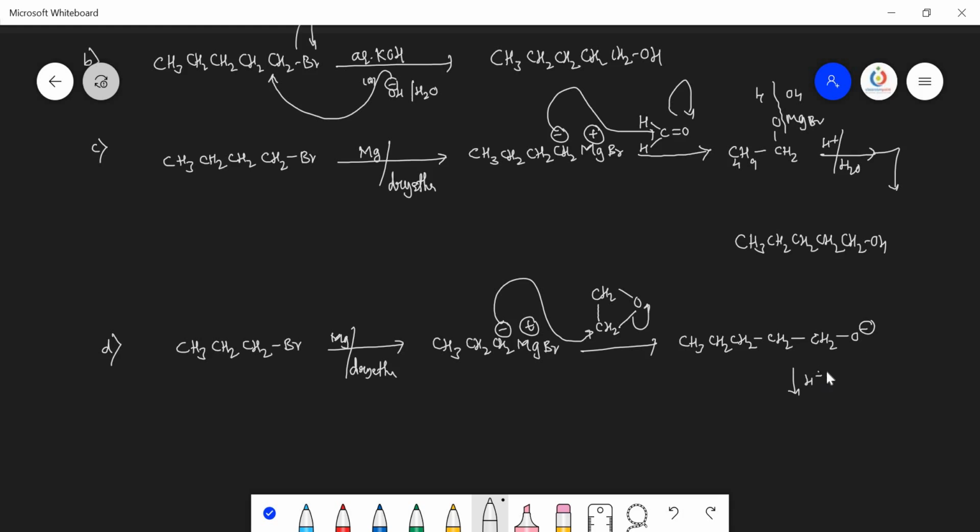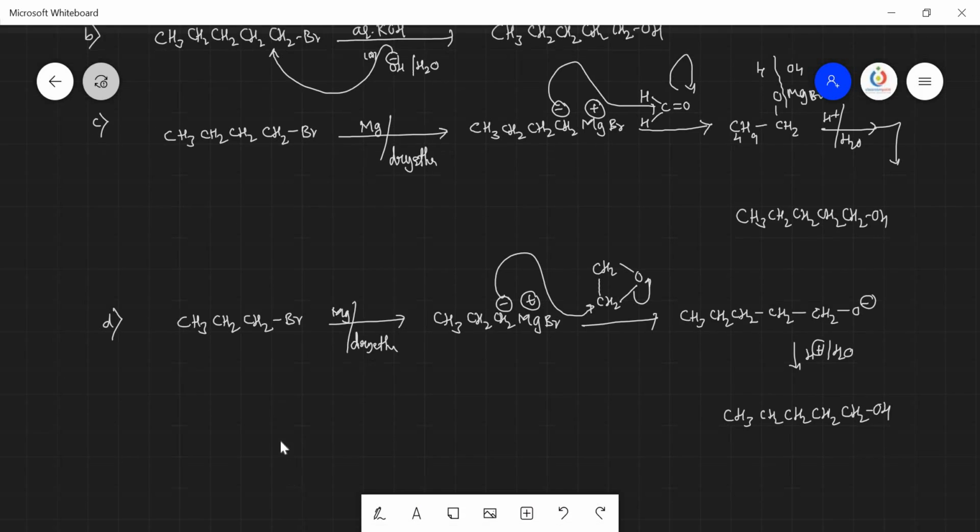So do the protonation in the presence of water. So we get CH3, CH2, CH2, CH2, that is 4. This is the fifth one. So totally 5 carbon atoms. This is pentan-1-ol.